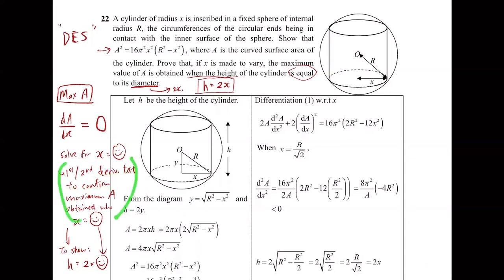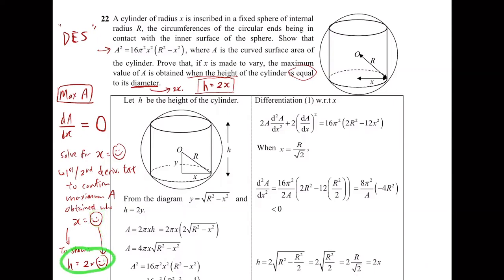This is a distraction from the main point. Let's just ignore this for now. So after we found x equals happy face, what do we do? We need to show that the maximum value of A is obtained when the height h equals 2x. In other words, for this happy face value of x, you need to show that h is equal to 2 times that happy face. Is that clear?